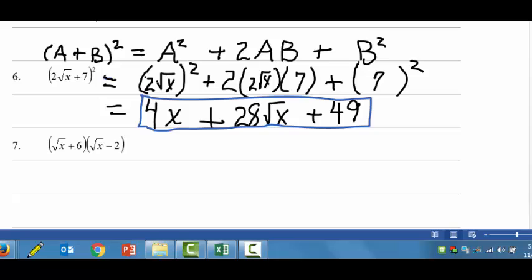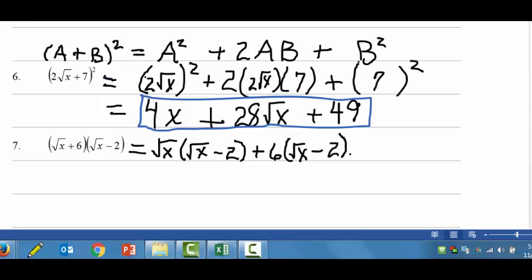All right, now the next problem is a problem where I have to use the distributive property twice. So I have the square root of x, and that needs to get multiplied by this two-term radical expression, square root of x minus 2. But so does the positive 6. It also needs to get multiplied by the square root of x minus 2. So this is FOIL, or the distributive property, used twice.